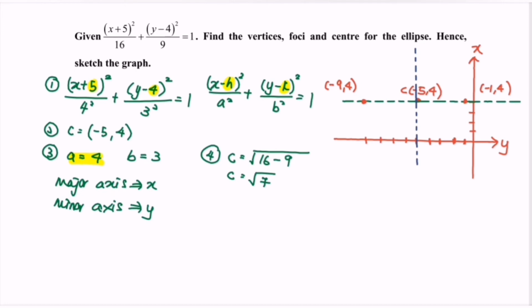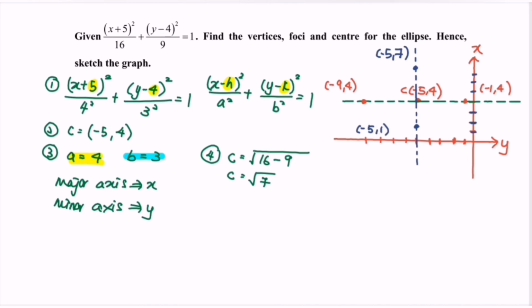Next, kindly refer to b. The b refers to the y-axis, so we have to shift upwards or downwards for 3 units. Shifting upwards for 3 units, we will have 5, 6 and 7. So here will be the location of a minor vertex, (-5, 7). Again, now we shift downwards for 3 units, where we have 4, then 3, 2, 1. So here we have the other minor vertex, (-5, 1).